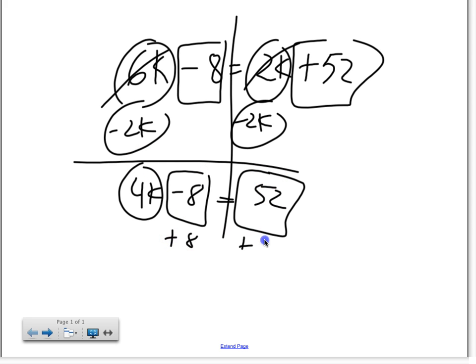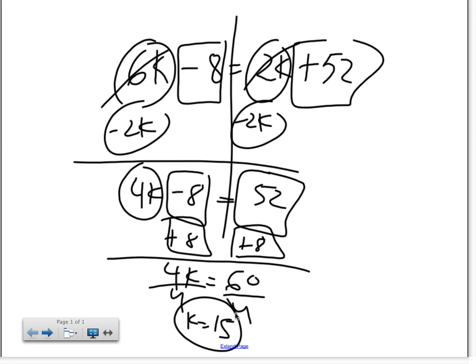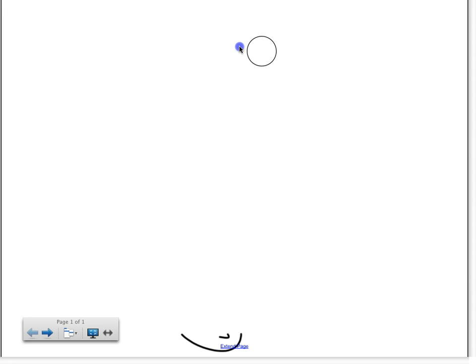So add 8. There you go. I have 4k equals 60, divided by 4. k is 15. Done. What do you think of that? Who got this one wrong? No? So you got it right? 15? Okay, good.